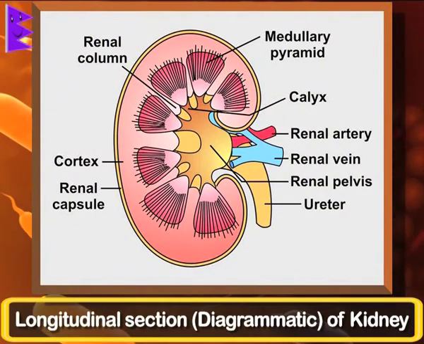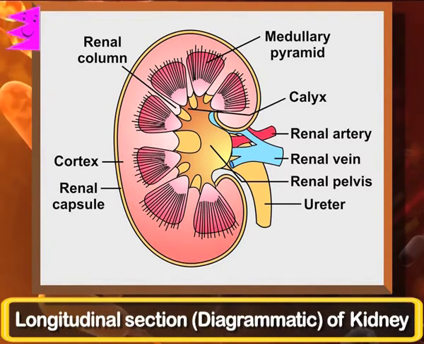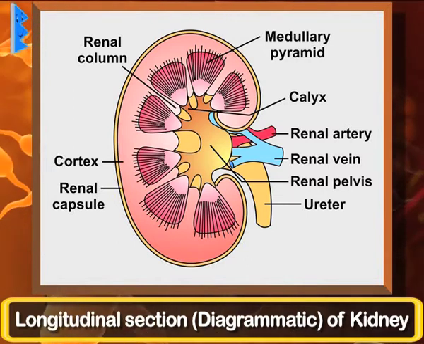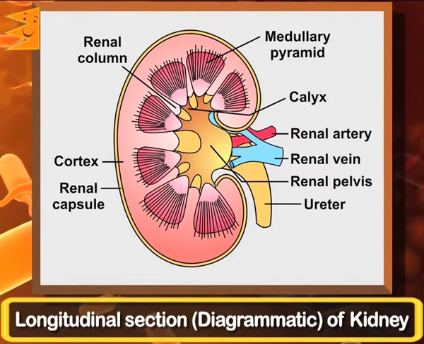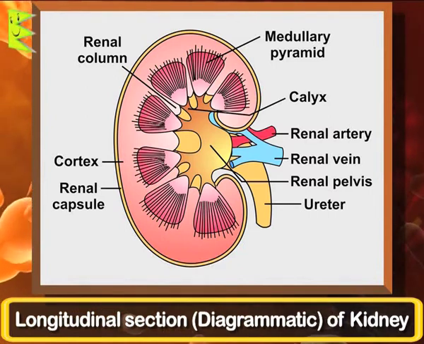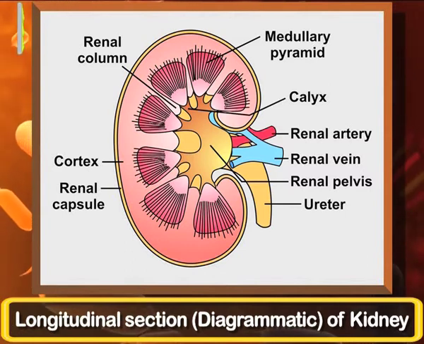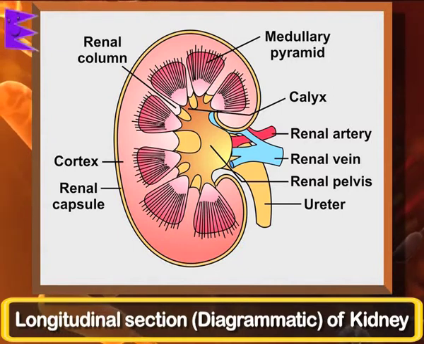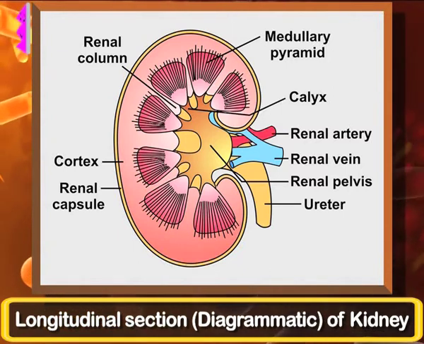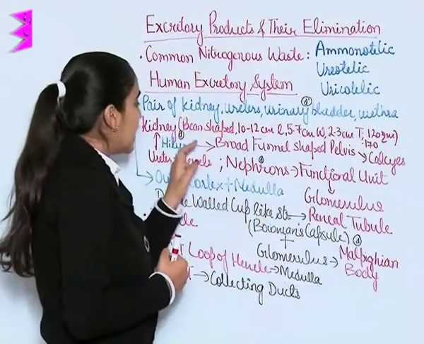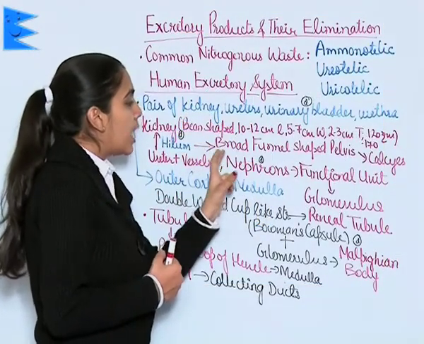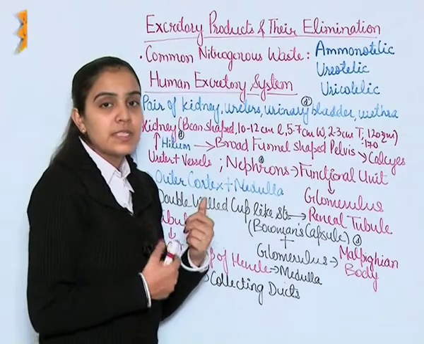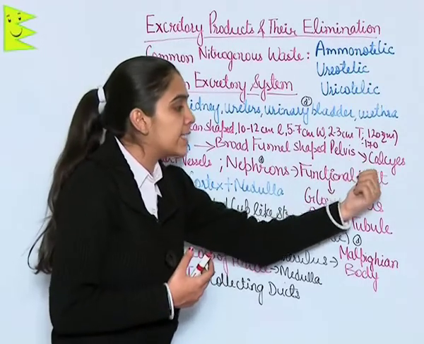You can see in the diagram, the kidney is a bean-shaped organ which is 10 to 12 centimeter in length, 5 to 7 centimeter in width and 2 to 3 centimeter in thickness. It weighs from 120 grams to 170 grams. You can see there are projections named hilum in the kidney through which the ureter and blood vessels enter the kidney, and this hilum further opens into a broad funnel-shaped space known as pelvis, which has certain projections on it known as calyces.